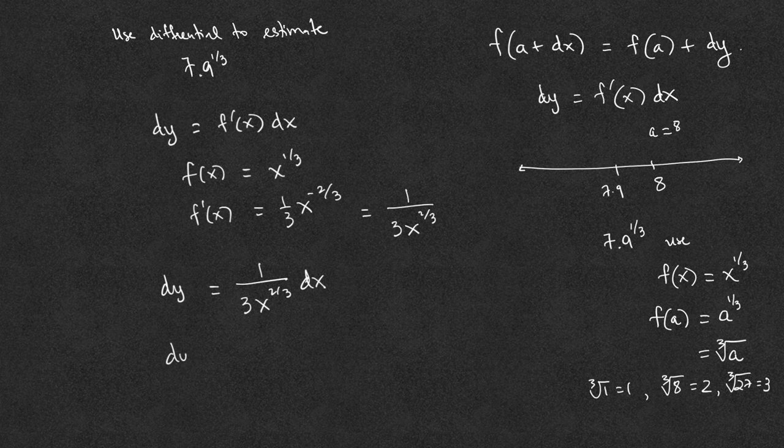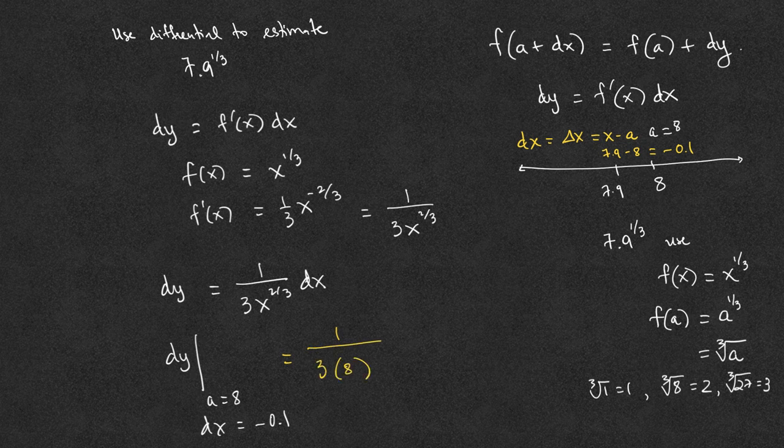We evaluate dy at a equals 8 with dx equals negative 0.1. dx is x minus a. dx is the delta x, and delta x is x minus a. X is 7.9 and a is 8. And so dx, or delta x, is negative 0.1 in this case. So we have 1 over 3, plug in 8 raised to the 2/3 power, and dx is negative 0.1.